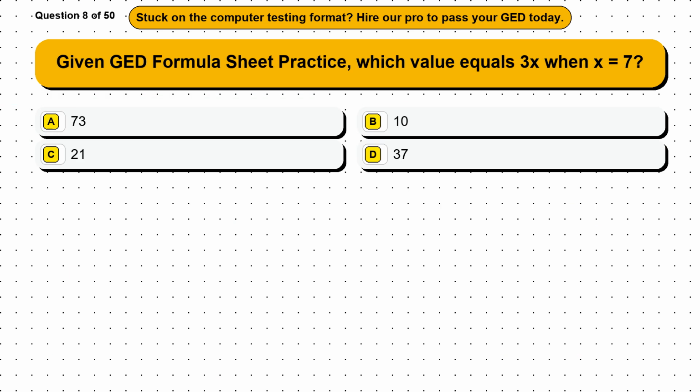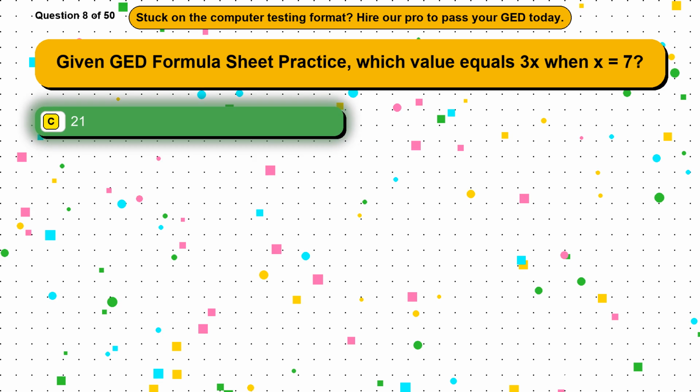Question 8. Given GED Formula Sheet Practice, which value equals 3x when x equals 7? Option A, 73. Option B, 10. Option C, 21. Option D, 37. The correct answer is option C, 21.